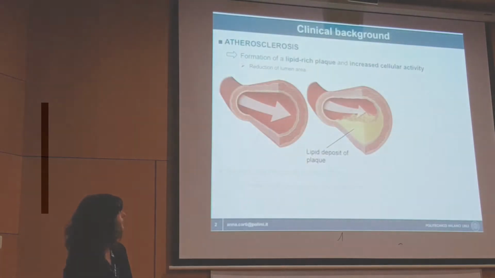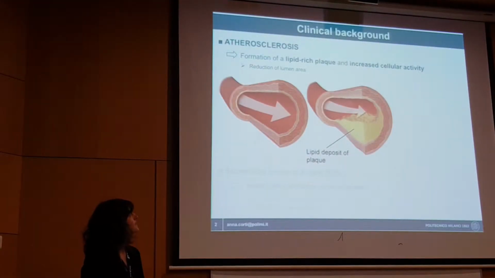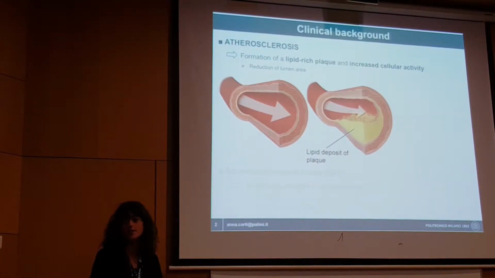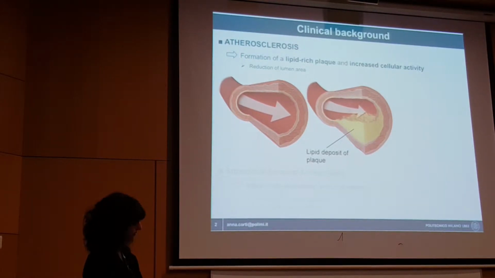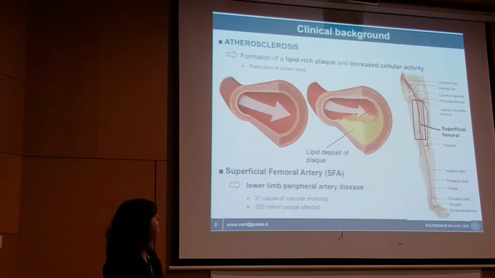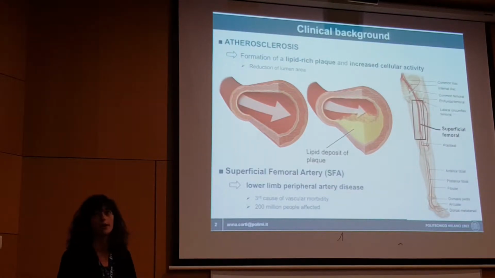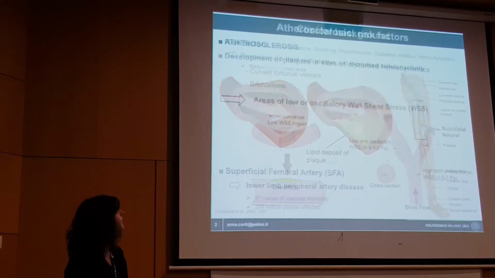So I'll start with a clinical background. Atherosclerosis is a chronic inflammation of the arterial wall that causes the narrowing of the lumen due to the formation of a lipid-rich plaque and an increased cellular activity. In this work, we focused on the superficial femoral artery, so in the context of the lower limb peripheral artery disease, which is the third cause of vascular morbidity and affects 200 million people in the Western countries.